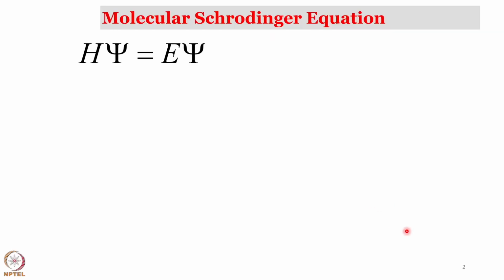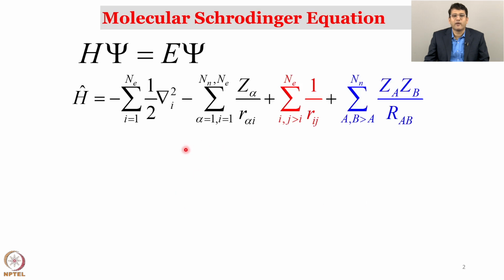So this is the molecular Schrodinger equation. This is how it looks. And if you look at the shape of the Hamiltonian, this is how the Hamiltonian looks. The first term is the electron kinetic energy, the second term is electron-nuclear attraction, the third term is the electron repulsion, and because we are working in the Born-Oppenheimer approximation, the nuclear repulsion term is added to the electronic Schrodinger equation, and this is a constant term.